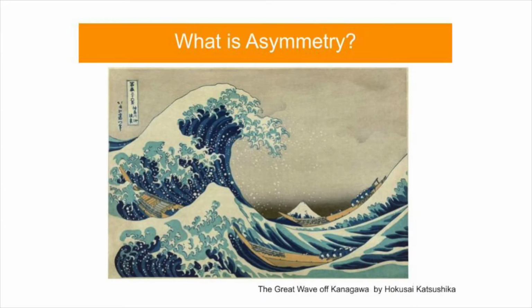Here is an example of asymmetry, a famous artwork by Hokusai Katsushika. You see the big wave on the left side, but the right side has an empty area. He made it this way on purpose, so the wave looks more dynamic and gives the artwork more interest.